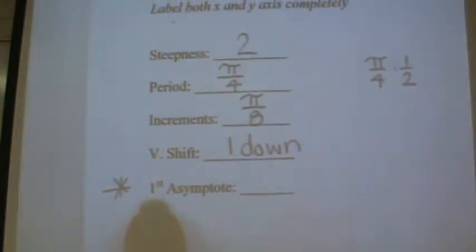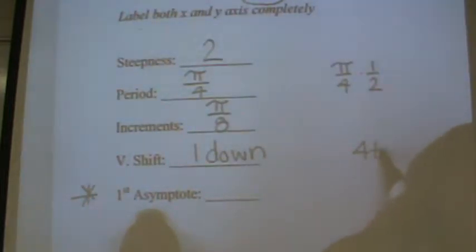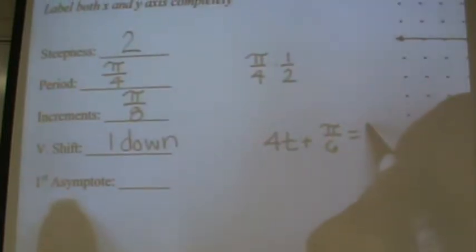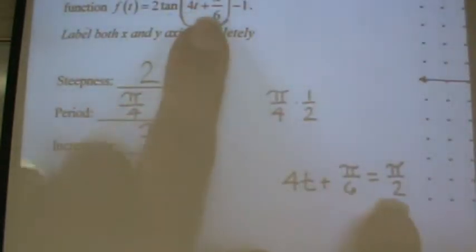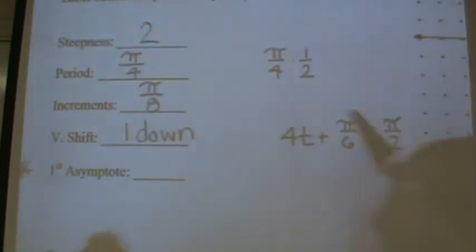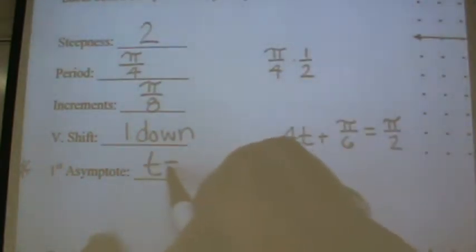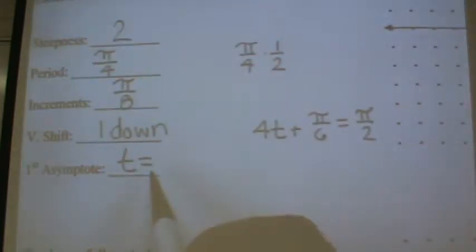Now, this is where you guys had a hard time. If it's a tangent problem, you take this whole chunk right here, the whole thing. You don't have to pull the 4 out. You take this whole thing and you set it equal to, where is the first asymptote for tangent? Where is it? It's at pi over 2. So if it's a tangent problem, you set this piece equal to pi over 2 and solve for t. t is going to be your first asymptote. t is where? That's your start position.